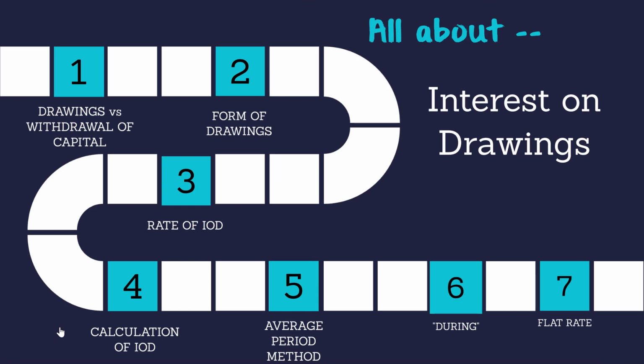So for this, we've completed all the concepts which are related to interest on drawings. Now in the upcoming video, we will do a few example sums where the amount drawn is equal each time and the interval is also equal or uniform, and we can use the average period method. Also, we will do 1 or 2 examples where the word during is used, and also have an example for flat rate.